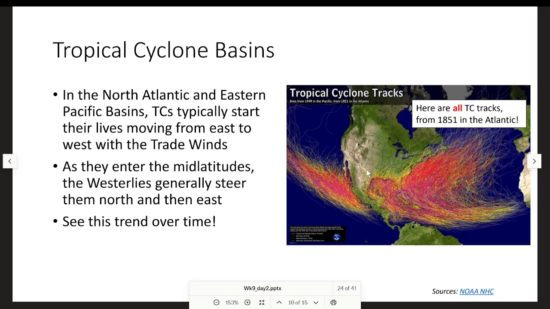And this is like a bunch of spaghettis. This is like a really weird map. It's actually kind of creeping me out. But these are all the tropical cyclone tracks from 1851 in the Atlantic. Does this weird anybody else out? It kind of looks like hair or something. It's making me a little uncomfortable. But yeah, there's a lot of them.